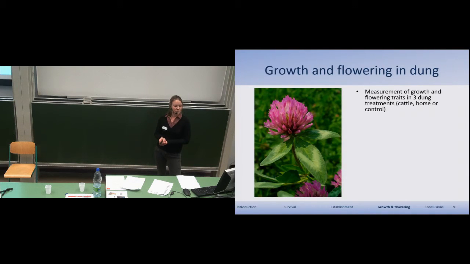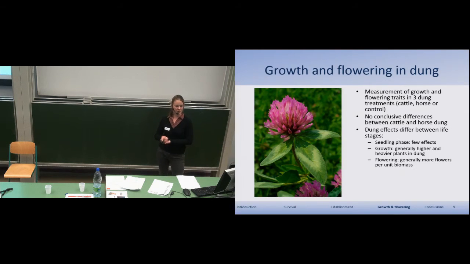So I did an experiment on the growth and flowering in dung using the same species and the same dung species. And here we didn't find very conclusive differences between horse and cattle dung, but we did find a clear effect of dung on the growth and flowering of the tested species. In the seedling phase, we didn't have too much effect, but in the growth and flowering phase, we had clear differences, as we found higher and heavier plants after application of dung, and also they had more flowers. So here we had clear benefits.